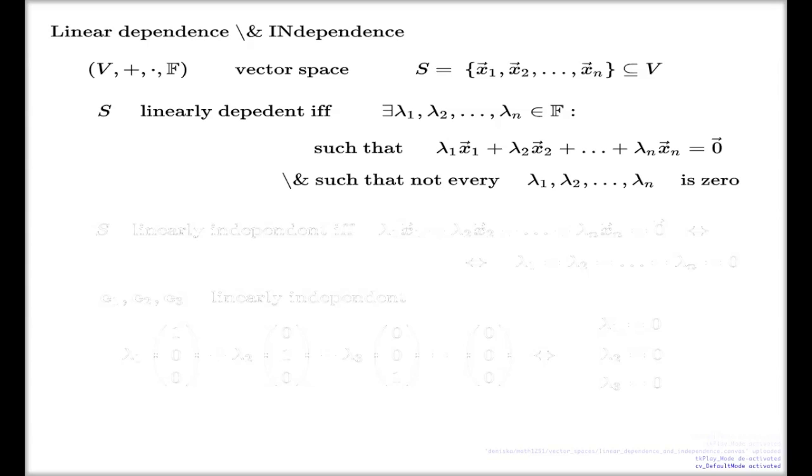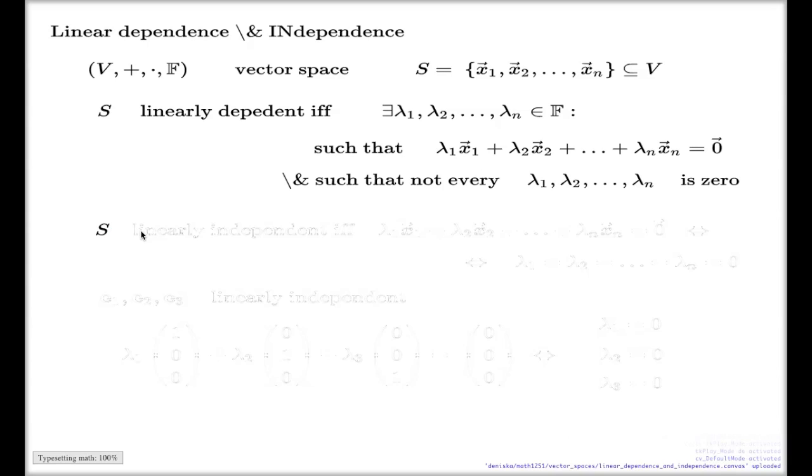If you can come up with such a set of scalars, so that on one hand, when you take the linear combination, you get zero, and on the other hand, not every scalar in this sequence is zero. Obviously, if you have an all-zero sequence, this will be zero. It's a trivial observation. But if you can come up with a non-trivial combination, where not every coefficient is zero, then that is the criterion to call a set linearly dependent.